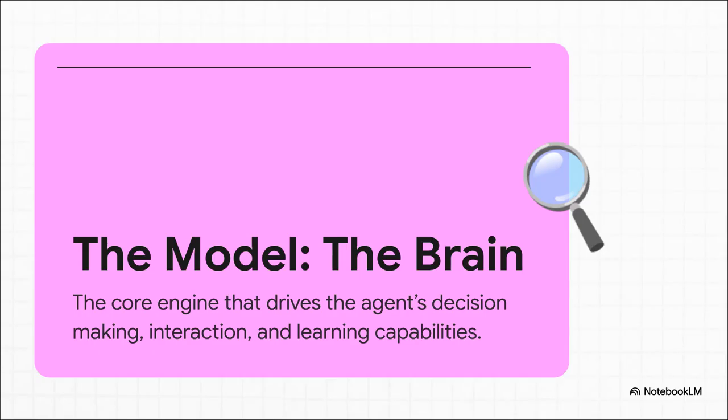So, at the very heart of every single agent is the model. You should really think of this as the brain. This is your large language model, like a GPT-4 or a Llama 3, and it provides all the core intelligence. It's the part that reads the user's request, figures out what they actually mean, and makes the big decision about what needs to happen next.